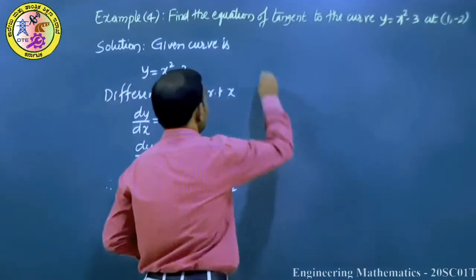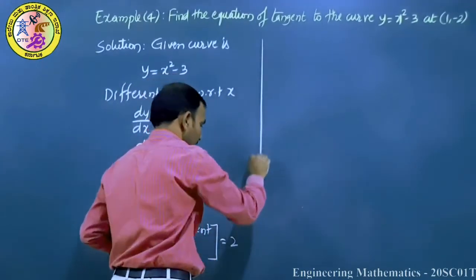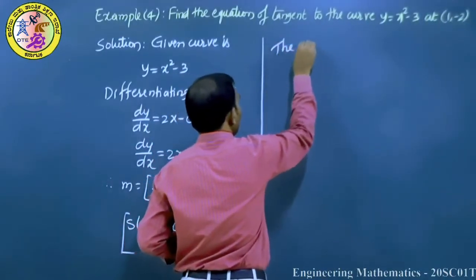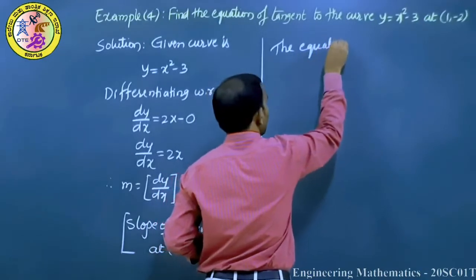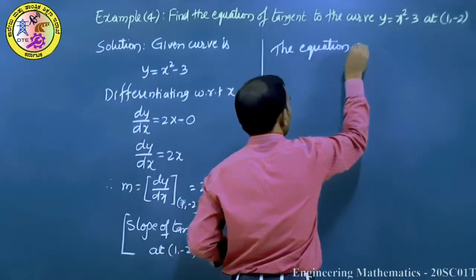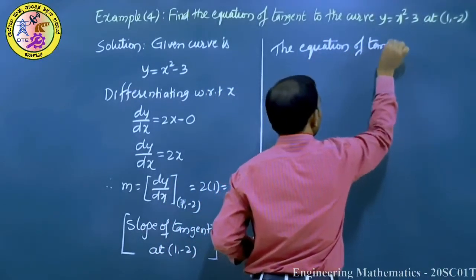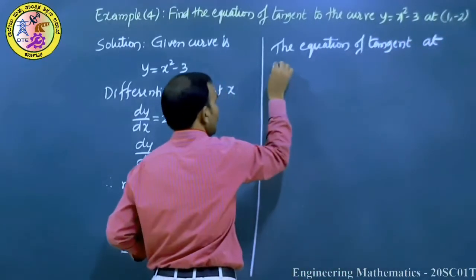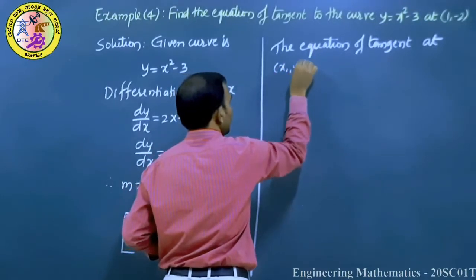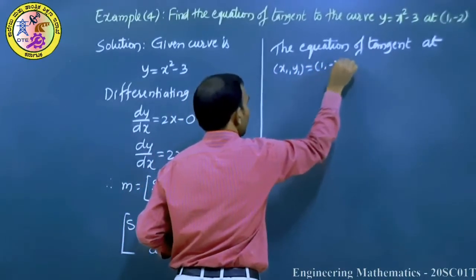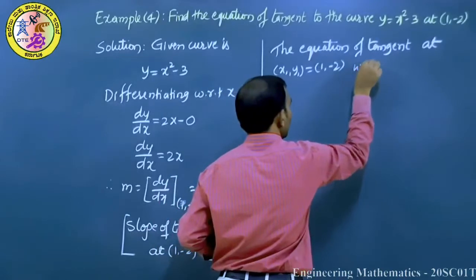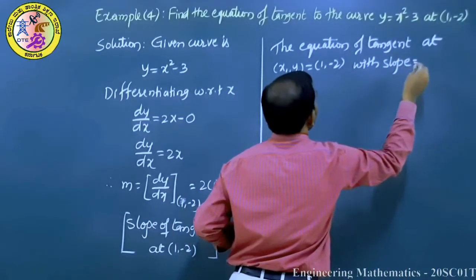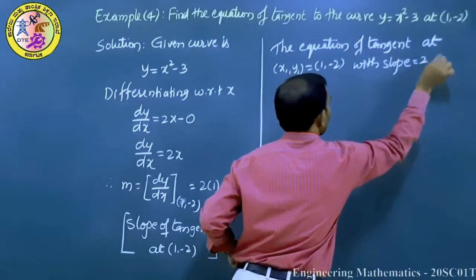Next you have to find the equation of tangent. Now we already know the equation of tangent at (x1, y1), which here is (1, -2), with slope, what is that slope? The answer is 2.